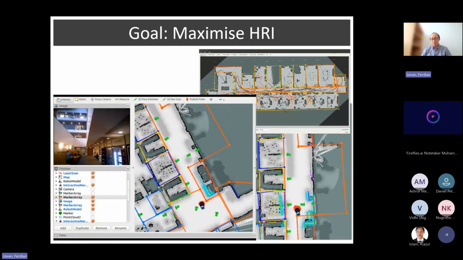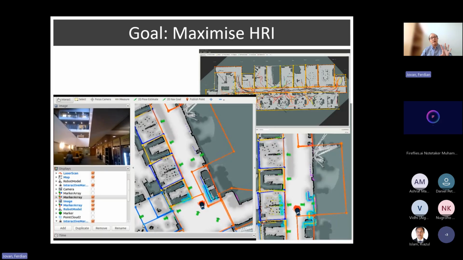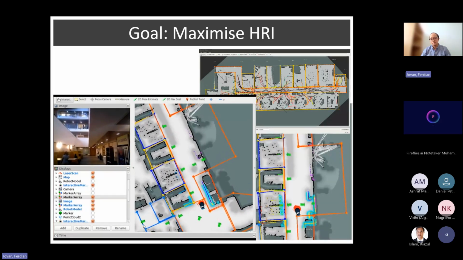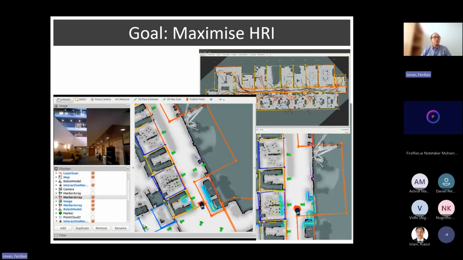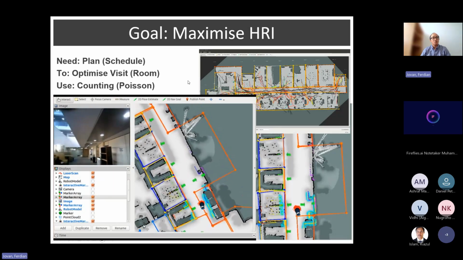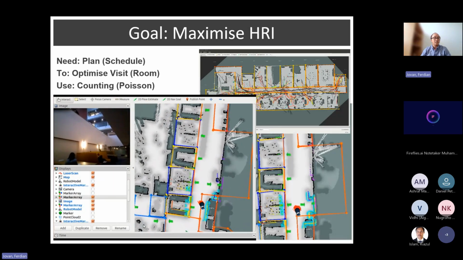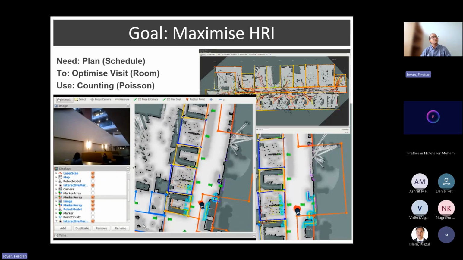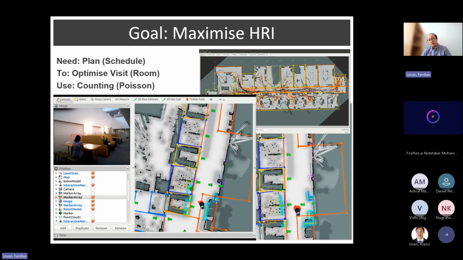So that means that the robot doesn't have a full picture of every place. So what the robot needs in this case is a plan, or schedule basically, to maximize or optimize the rooms or places that it needs to visit at the right time to maximize the interaction. And the tool that we can use is just a simple counting process or puzzle process here.